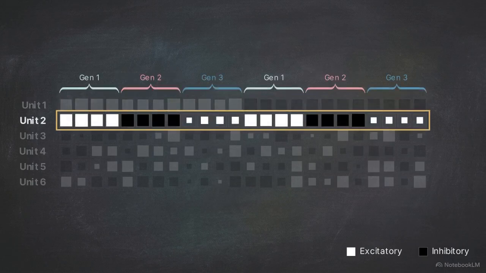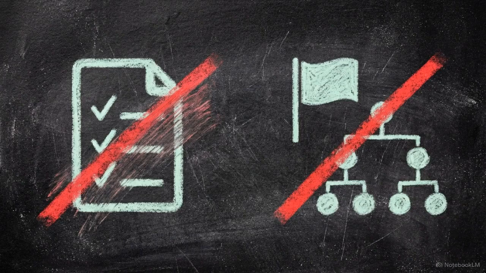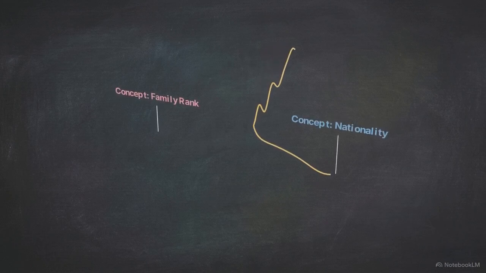Moving down to Unit 2, the distinct vertical groupings show its independent function. Its weight distribution encodes the specific generational branch of the family tree a person belongs to. The network was never programmed with rules regarding nationality or generation. It autonomously invented these abstract concepts strictly as a geometric consequence of minimizing its mathematical error.